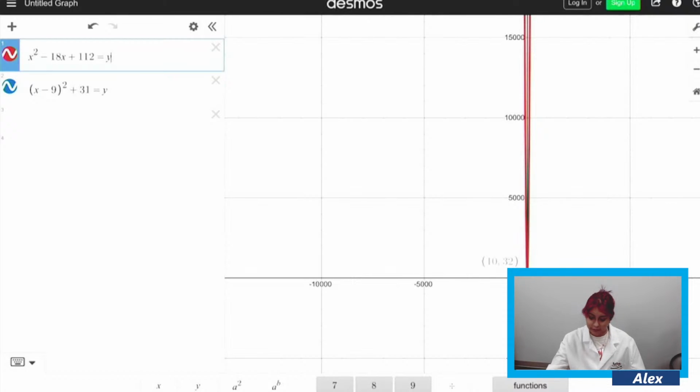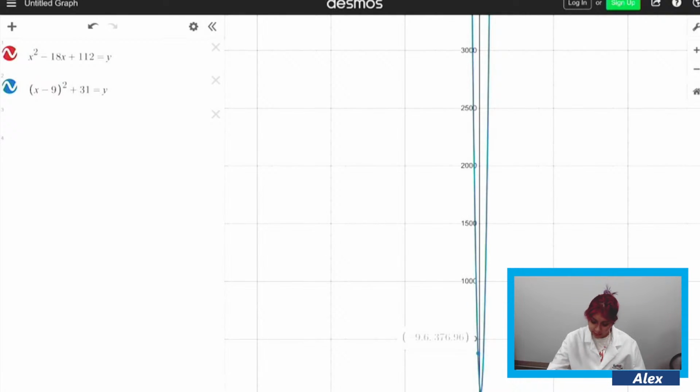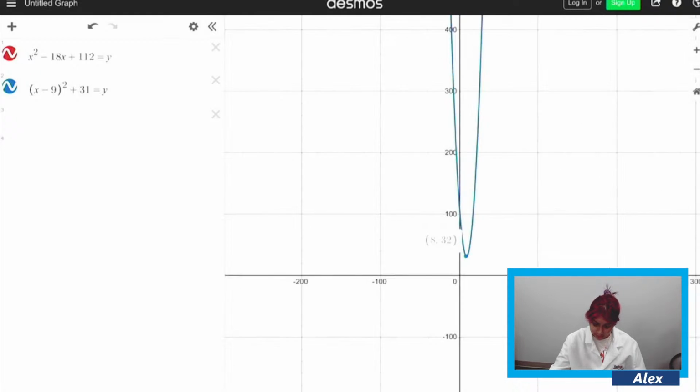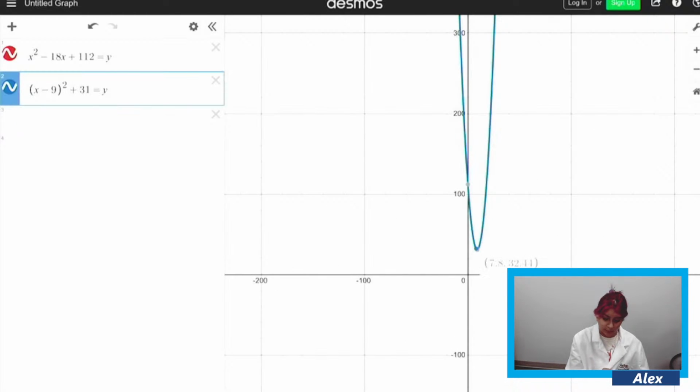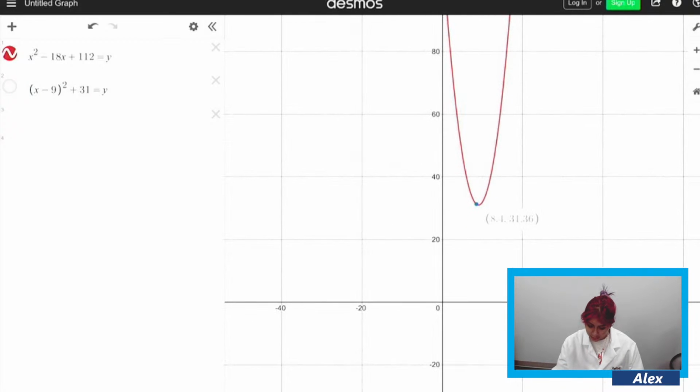Yes, okay. So with this, you can see how the vertex of our graph, and let's turn this one off so you know that we're only looking at our first equation. Our first equation is marked in red, and it has a vertex at x equals 9, y equals 31.